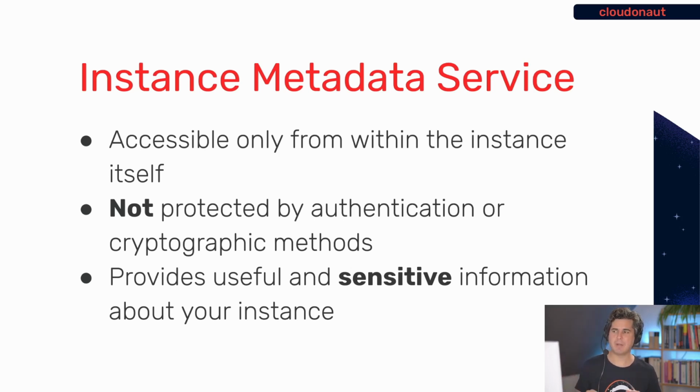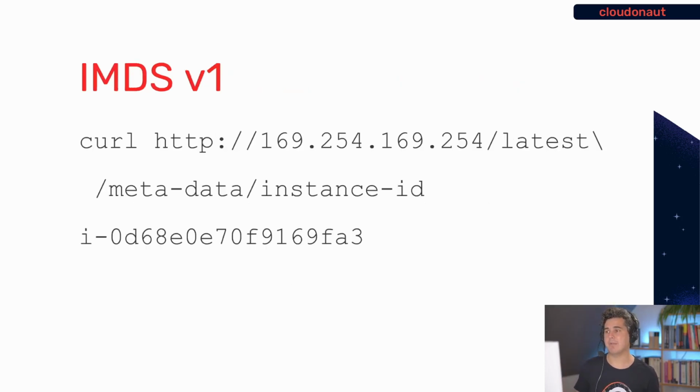The cool thing about the Instance Metadata Service is that it provides all kinds of useful information, but it also provides sensitive information about your instance. And the sensitive part is where it gets a little bit tricky when someone gets access to your Instance Metadata Service from the outside of your EC2 instance. Well, that's actually what happened. There was a breach because someone misconfigured an EC2 instance and exposed the Instance Metadata Service to the outside world, and an attacker was able to get access to credentials because of that. That's the reason why we have IMDS version 2 now.